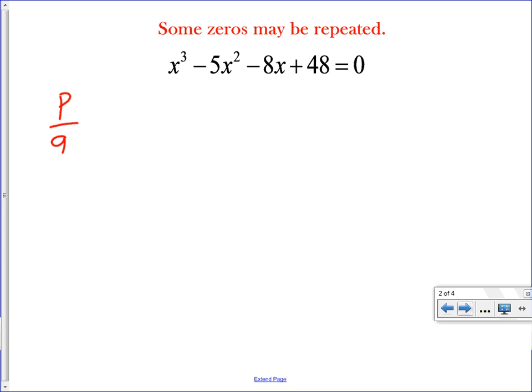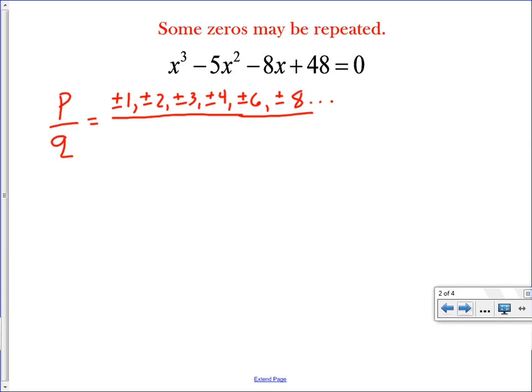So if we set up P over Q for this problem, our factors of our constant term, which is 48, there's going to be a lot of them. So the factors of 48 include 1, 2, 3, 4, 6, 8. I'm going to put a dot, dot, dot here because this list keeps going. It's a fairly long one. And if we can find one of the ones that works lower than 8 here, then we don't actually need to list out all of those other ones. And the bottom of the fraction is just plus or minus 1. So we're dealing with whole numbers here. And hopefully we'll get lucky with one of the ones we've already put on our list.